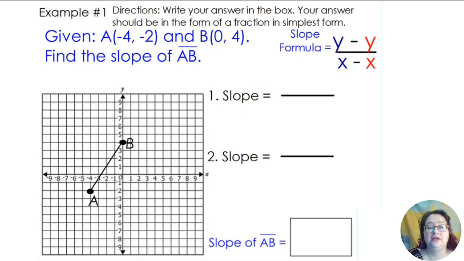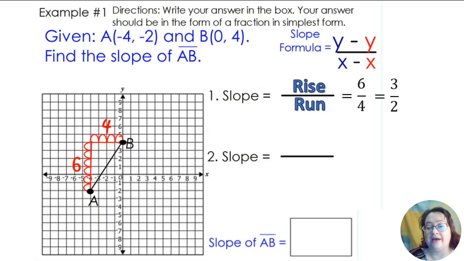Here we have an example of 2 points, and we want to find the slope of that line segment. So the way we did it in Algebra 1 was rise over run. So I would count along the grid lines. And my rise is 6. My run is 4. So I would put 6, my rise, over 4, my run. And then I'd have to simplify it, which gives me 3/2.